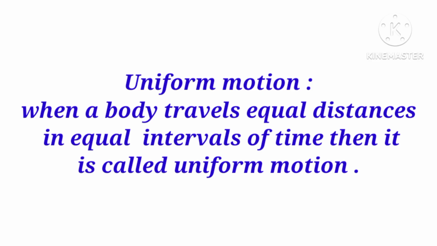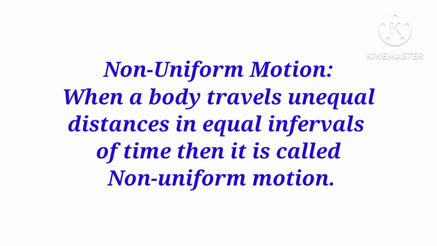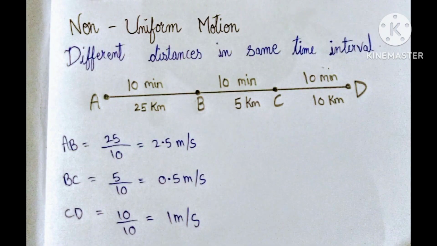Uniform motion is when a body travels equal distances in equal intervals of time. Non-uniform motion is when a body travels unequal distances in equal intervals of time. Just now we discussed that in uniform motion, there are equal distances in the same intervals of time. But in non-uniform motion, distances are different and time is the same. Different distances in the same time interval.